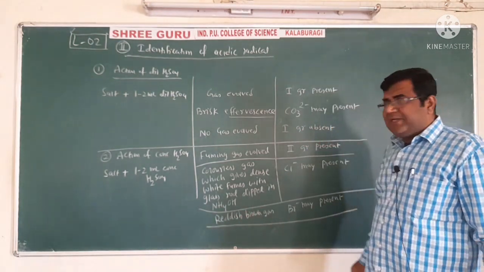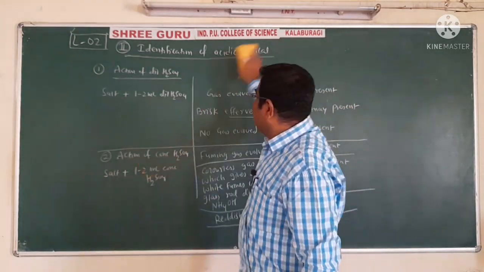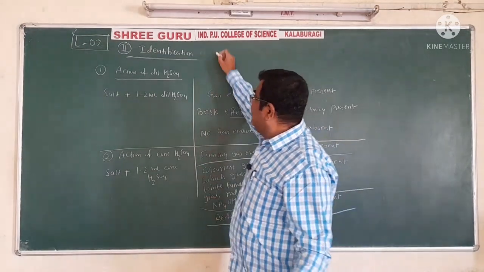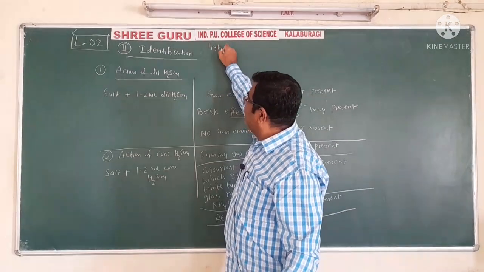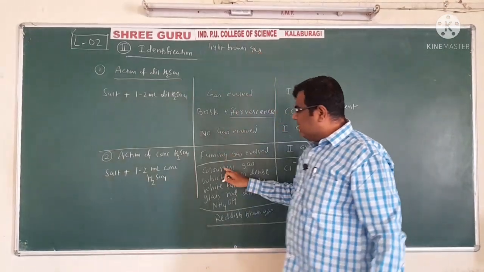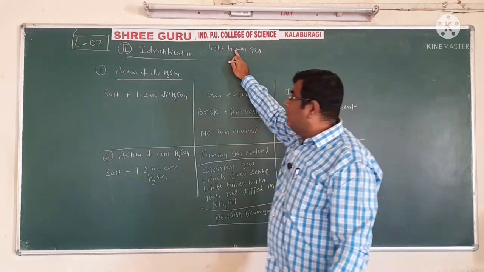The third possibility, I will write here because space is not sufficient. So, what is the third possibility? We have to say light brown gas. Light brown. Remember, this is colorless, this is reddish brown, and this is light brown gas.